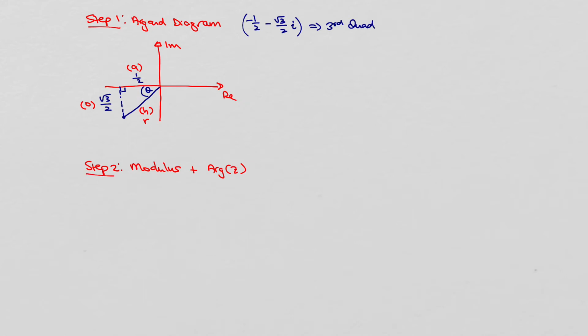So our second step then is to look at the modulus and the angle. We can see by Pythagoras, we can find the modulus. So in other words, our modulus of z is going to be the square root of minus a half squared plus minus root 3 over 2 squared. So remember, r is only ever the coefficient that's going in there. So our modulus is the square root of a squared plus b squared.